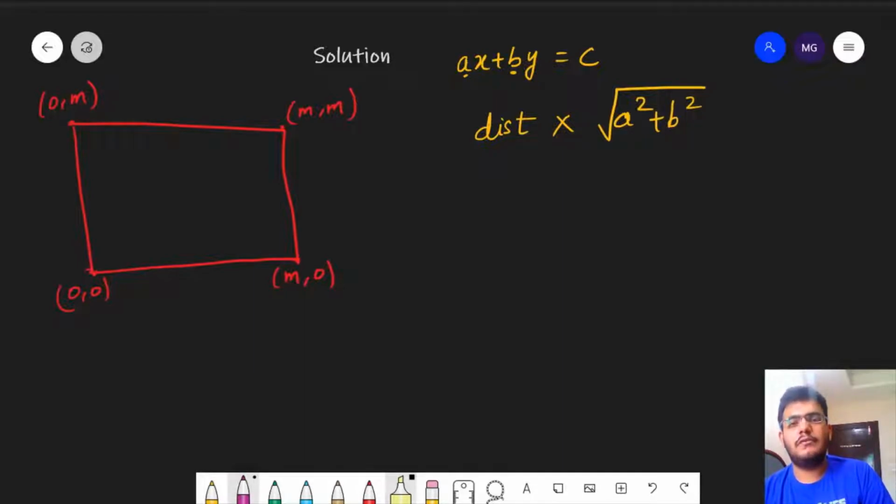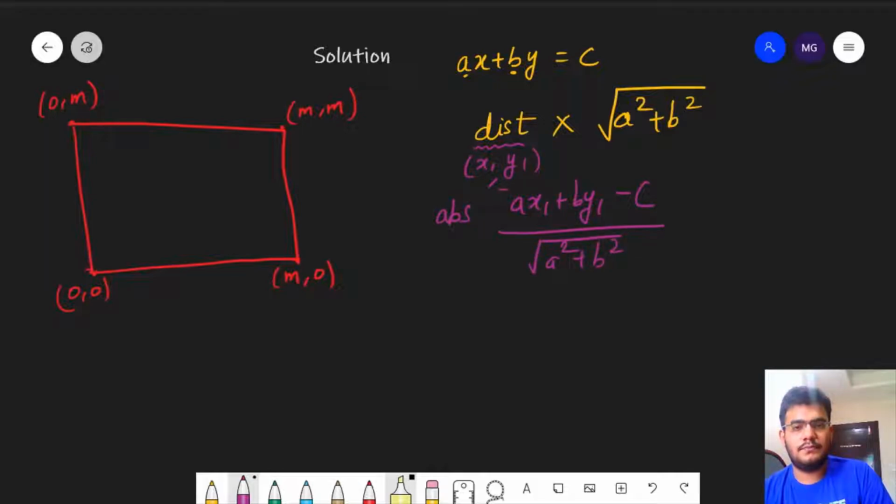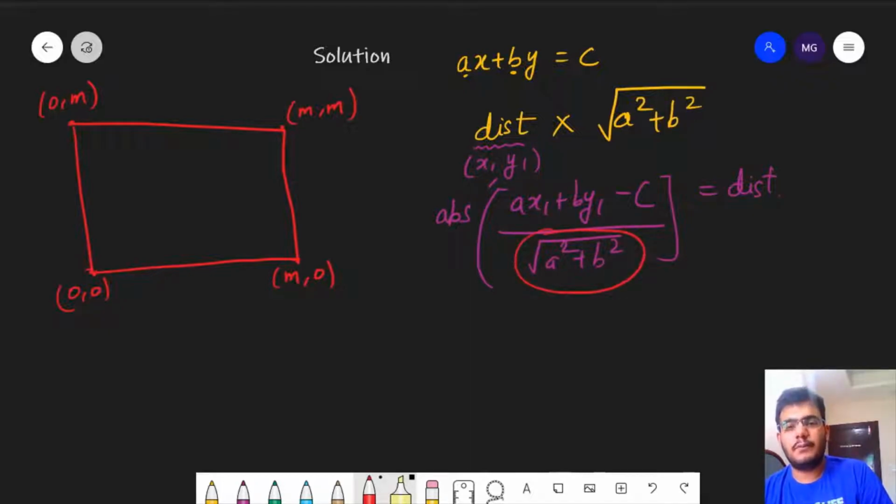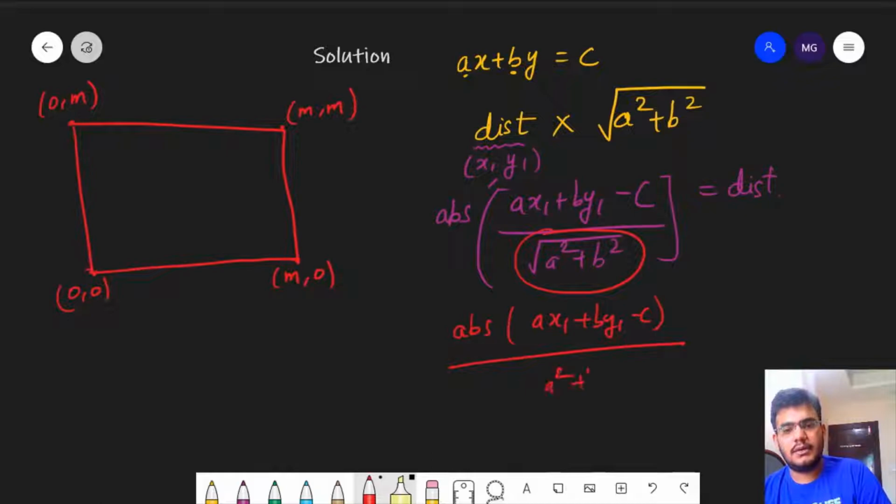Now if you are familiar with how to calculate the minimum perpendicular distance of a point x1, y1 from the line ax plus by is equal to c, it will come out to be the absolute value of ax1 plus by1 minus c, divided by the square root of a square plus b square. You see that this particular term, the square root of a square plus b square, will always be positive, so we can remove it from the absolute value. So we can have the absolute value of ax1 plus by1 minus c, divided by the square root of a square plus b square. This will be the distance.